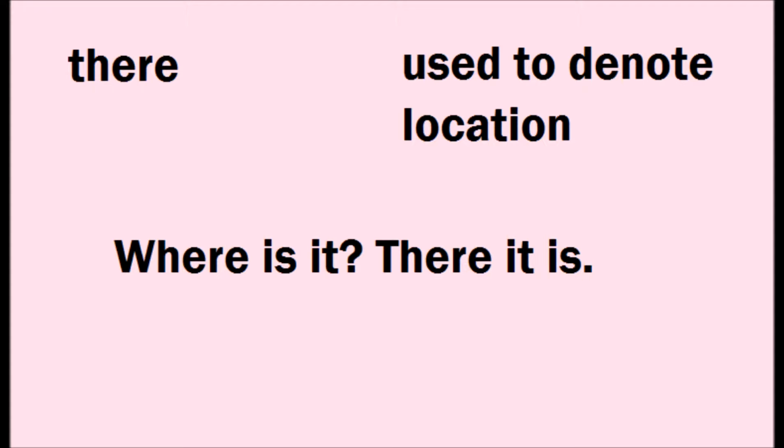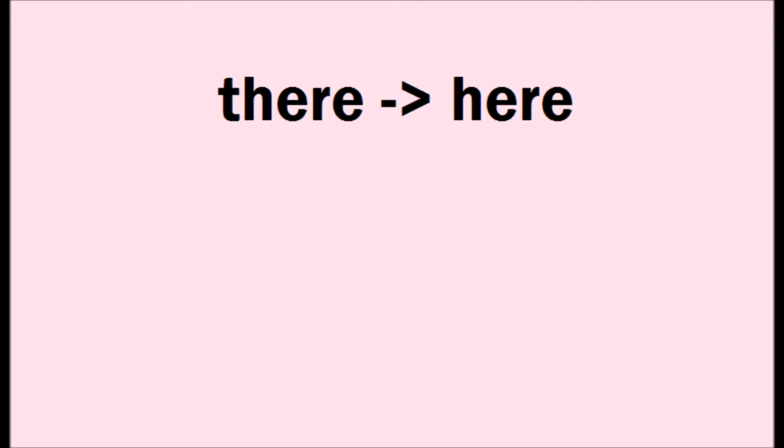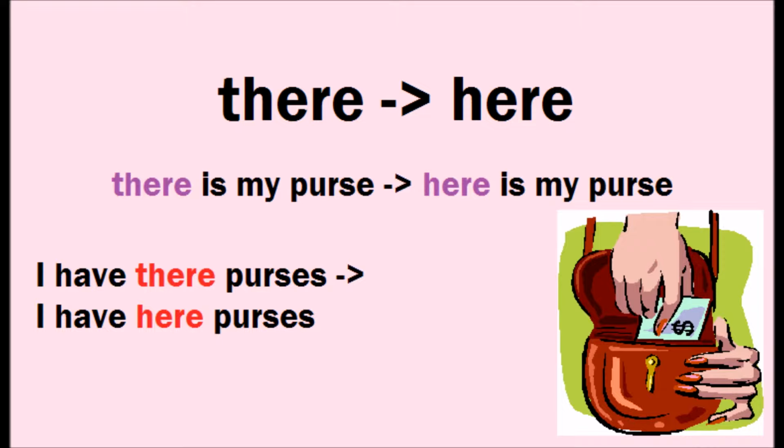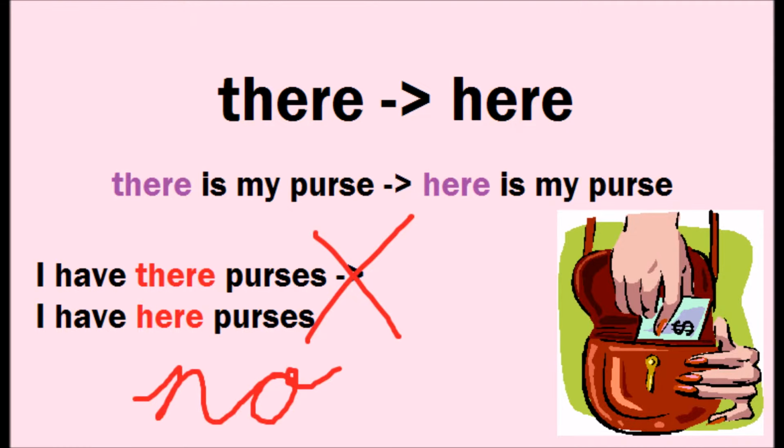You can also check it by replacing there with here, so correct would be "there is my purse," which can be substituted with here, and incorrect would be "I have their purses." If you try and substitute here in this example, you can see that it doesn't make sense.